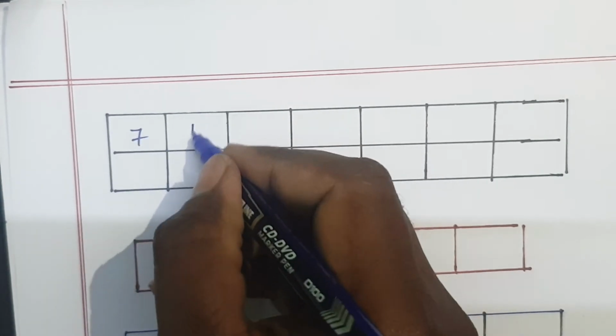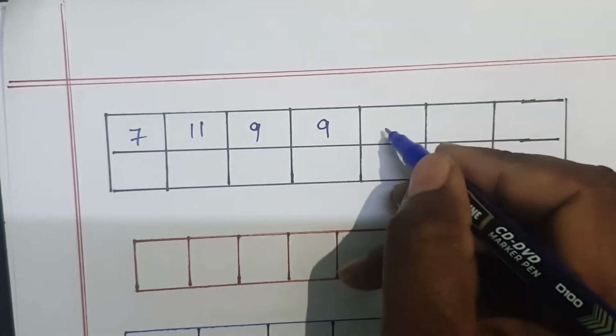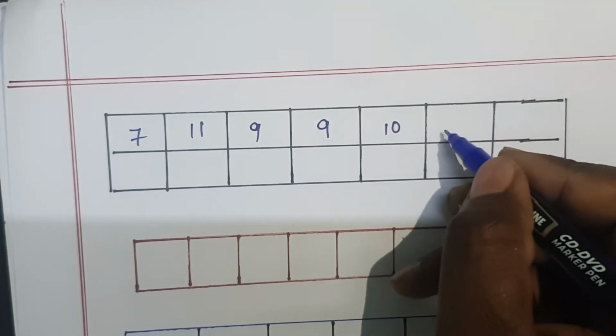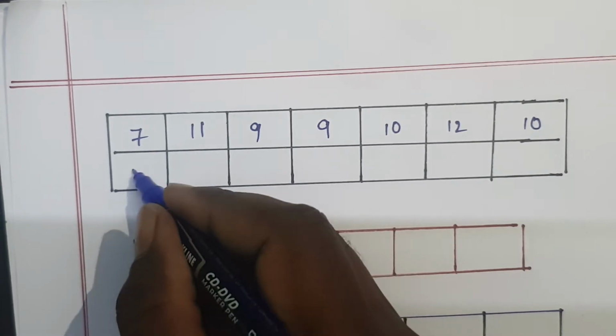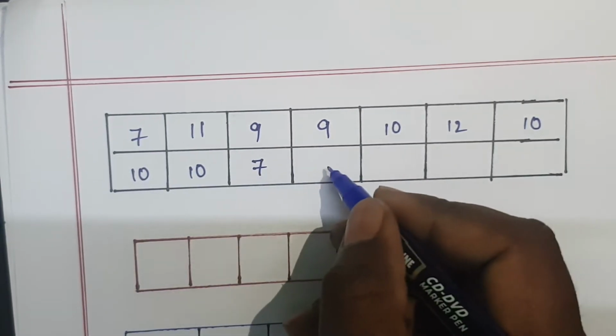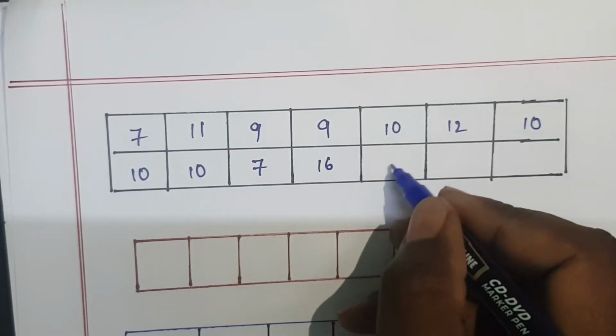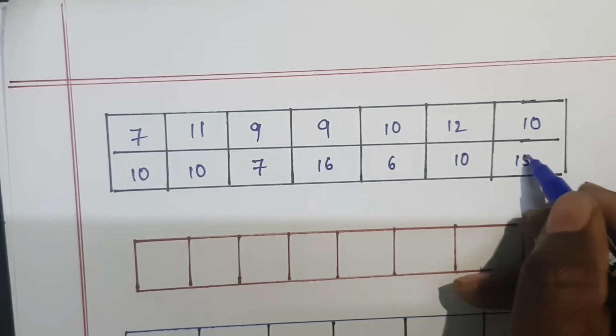Next one is 11. Next one is 9. Next one is 9. Next one is 10. Next one is 12. Next one is 10. Then this one is also 10. This one is also 10. Then this one is 7. This one is 16. Next one is 16. Next one is 10, and this one is 15.